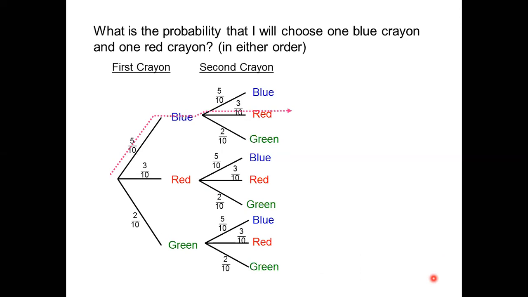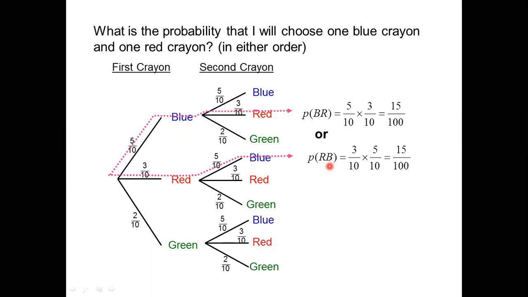Now, if you look at the diagram, we'll notice that we have blue, red in this. You can see my broken line that I've indicated, blue, red. So blue, red gives me 5 over 10 times 3 over 10. Of course, that will give us the probability for blue, red. Then we also have red, blue, which gives us 15 over 100 also.